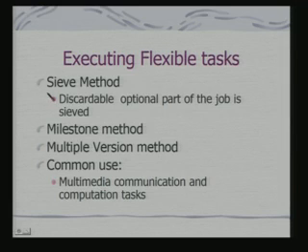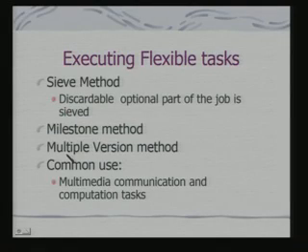One is the sieve method. The sieve method is the simplest. That is, when a scheduler finds during the schedulability check that the deadline cannot be met, the optional part of the job is discarded. So, the computation time decreases, and under that condition it should be possible for the scheduler to generate a feasible schedule. The other methodologies are the milestone method and the multiple version method.